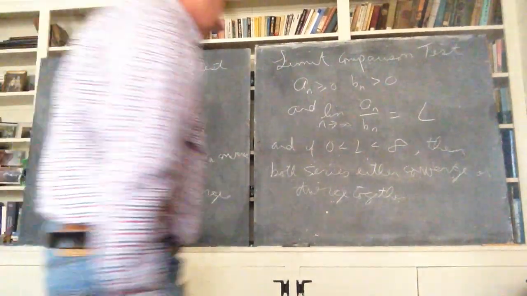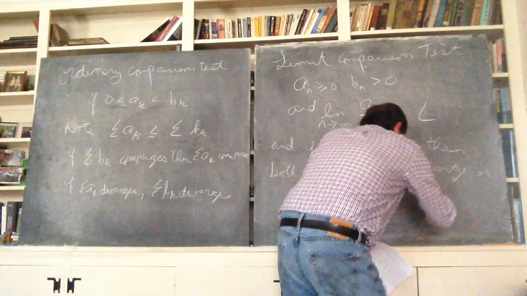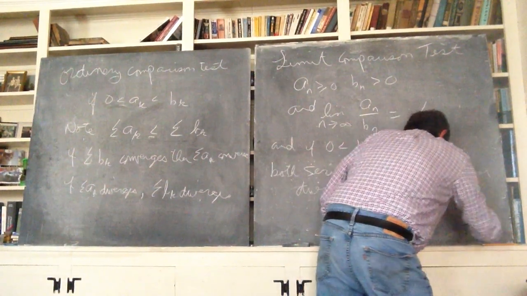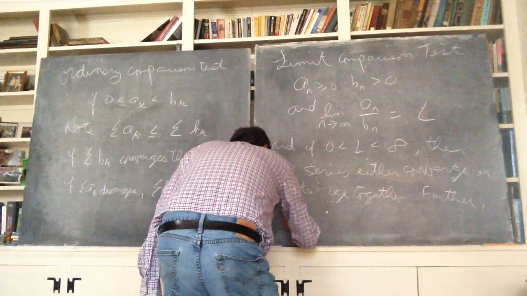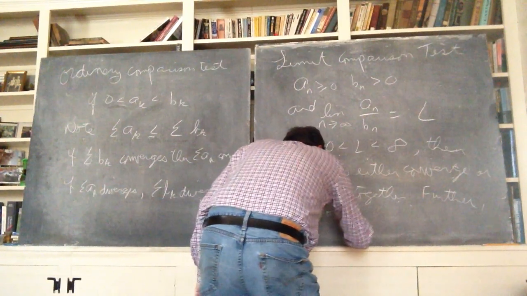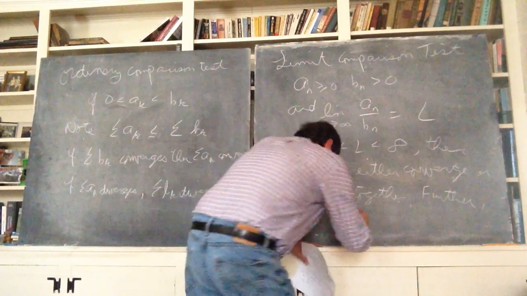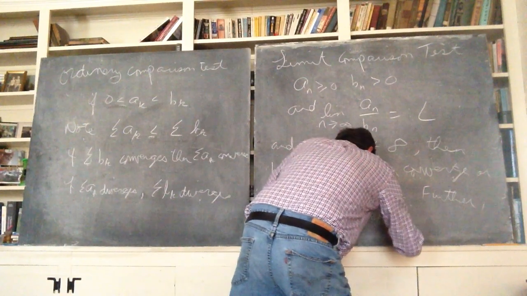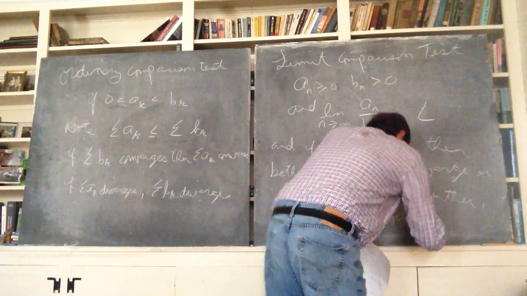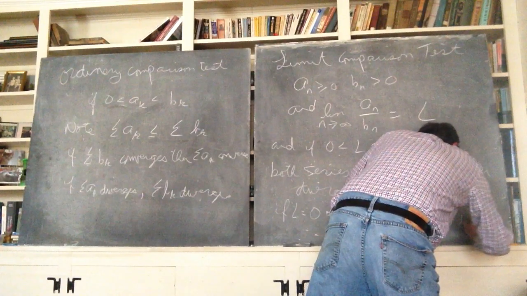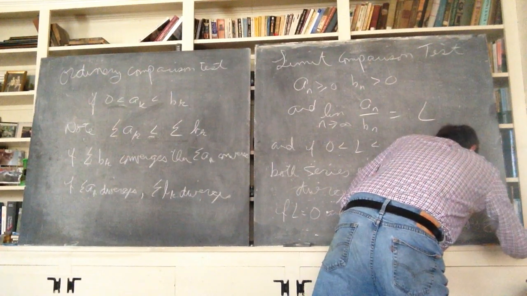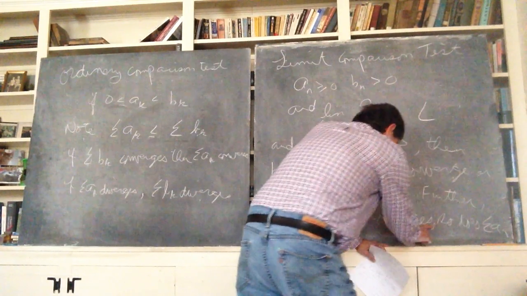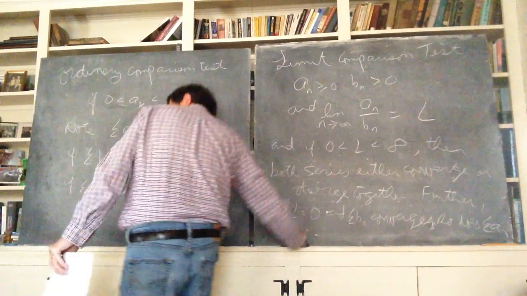Furthermore, if L is equal to 0, and the series b sub n converges, so does a sub n. Okay. And one more.